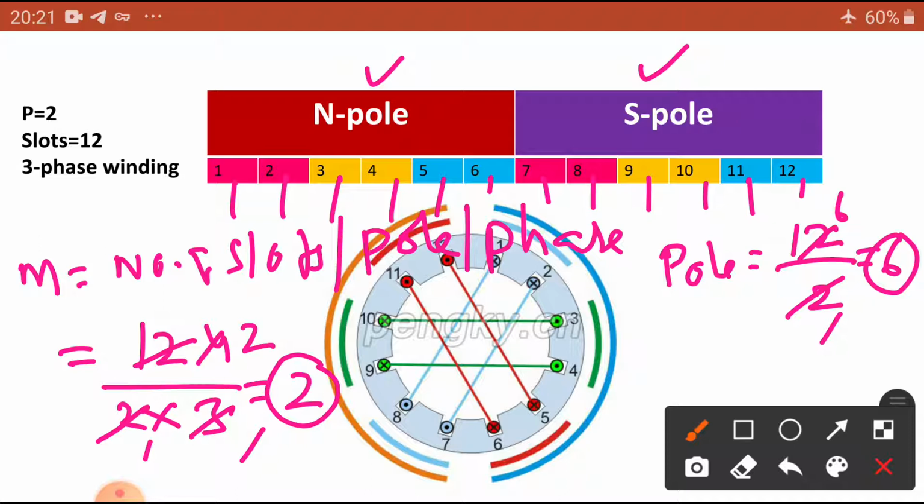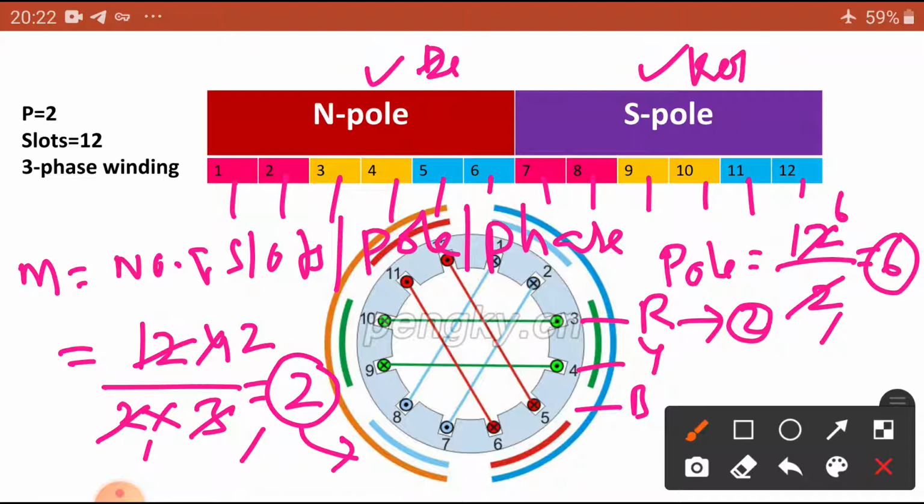At the same time, M is equal to 2, that means here we have the R phase, Y phase, and B phase, the 3 sons. Each son is given 2 rooms under the north pole. At the same time, under the south pole, for example, this is Delhi and this is Calcutta. Only 2 places here, north and south, 2 poles. So there are 2 slots under the north pole and 2 slots under the south pole.